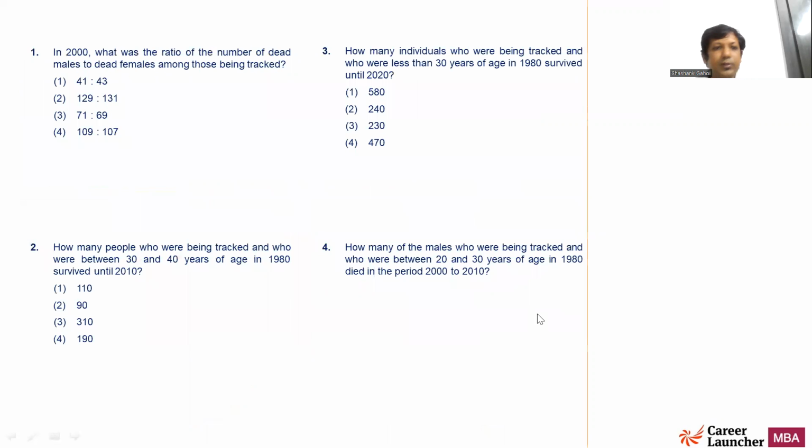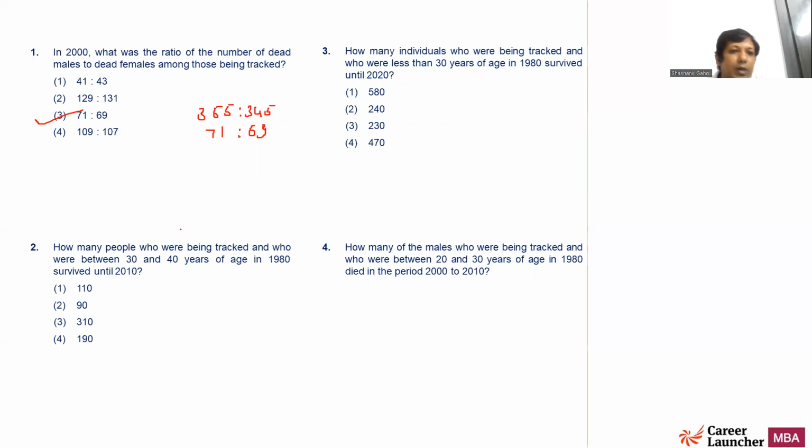Okay. So basically, if I'm looking for the ratio, the ratio is going to be 355 to 345. Now this ratio comes out to be 71:69. So here my answer is directly going to be option 3.